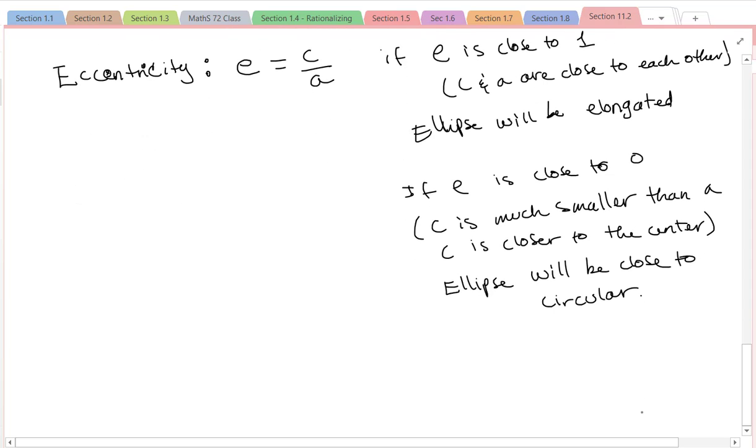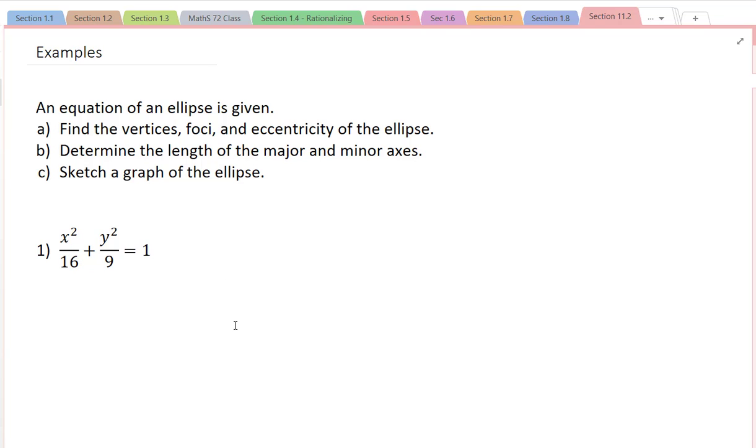So let's do a couple of examples. I actually have quite a few examples to go over. So let's try some. Our first example, I have x squared over 16 plus y squared over 9 equals 1. And what we want to do is find the vertices, the foci, and eccentricity of the ellipse, determine the length of the major and minor axis, and sketch a graph of the ellipse. So let's start. I usually look at it and make sure that I have a 1, which we do. So we have a 1 there already.